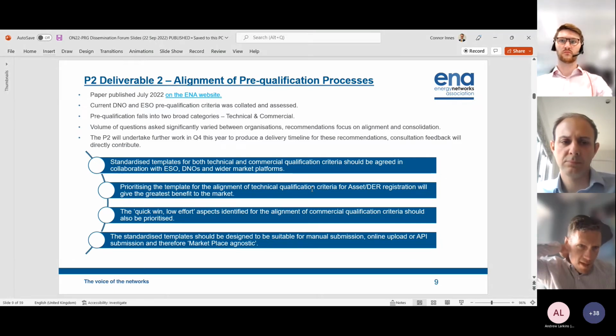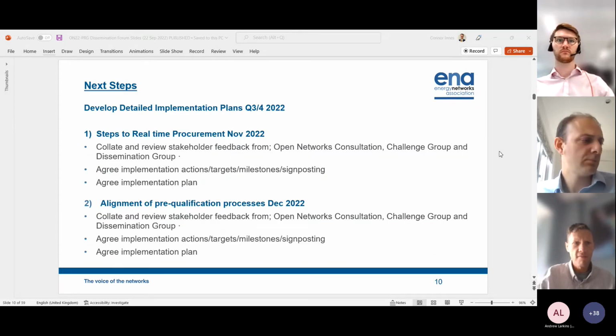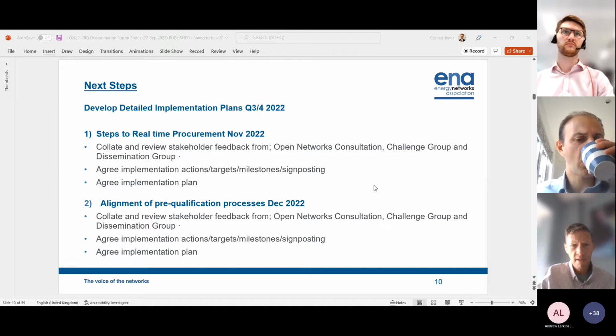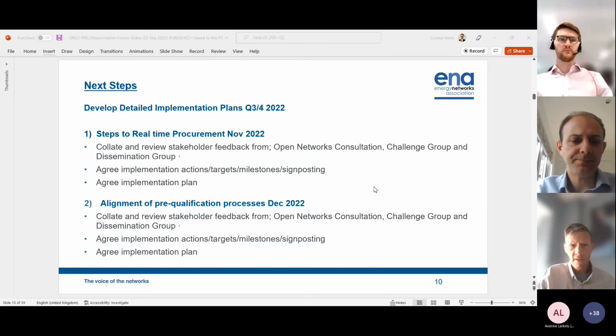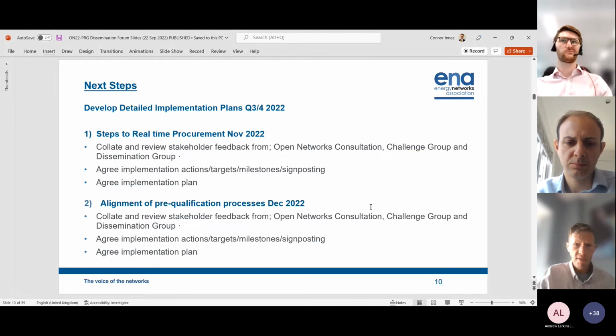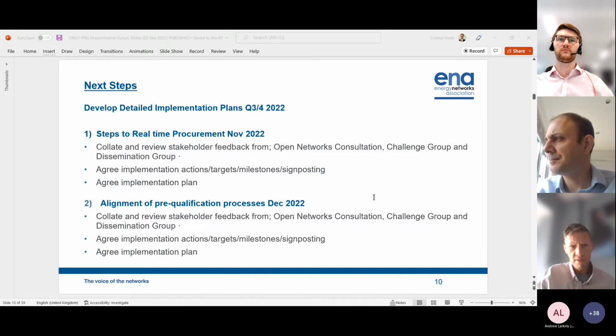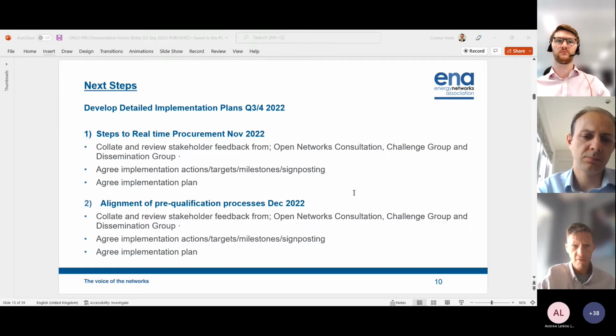Next slide. I think it's the last slide, all about the next steps. The final one is the next steps, which we're starting to review now. The consultation that ran earlier this year has just closed for the Open Networks. So we're going to be reviewing all the consultation responses, seeking further stakeholder feedback from our internal challenge groups but also this dissemination forum, and then look to set out some detailed implementation plans in Q4 in 2022.